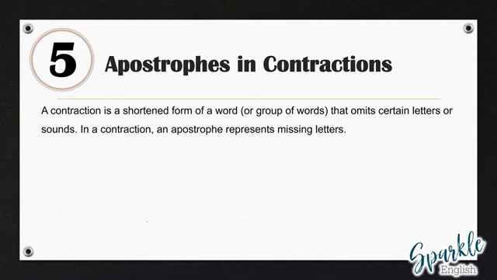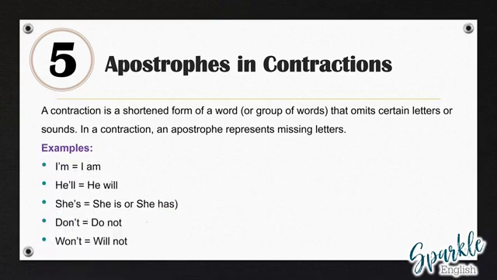Okay, lesson 5. Apostrophes and contractions. Okay, so a contraction is a shortened form of a word or group of words that omits or leaves out certain letters or sounds. In a contraction, an apostrophe represents missing letters. Examples: I'm, I am. He'll, he will. She's, she is, or she has. Don't, do not. Won't, will not.